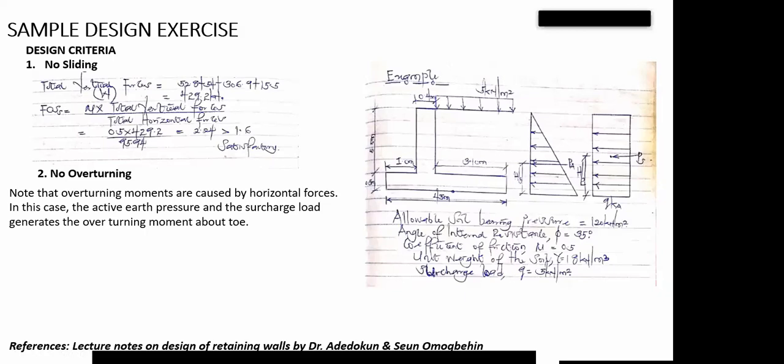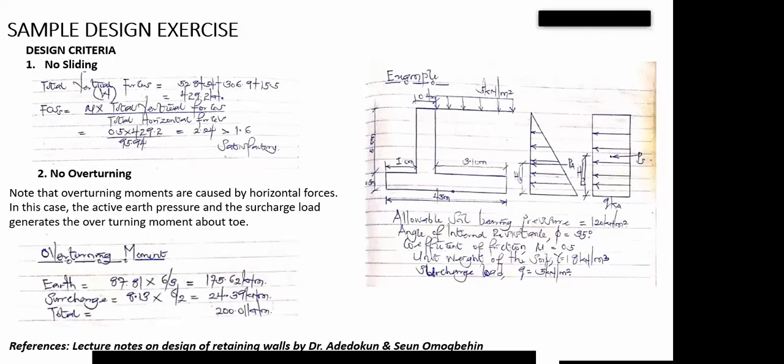Now the next criteria is no overturning. From our knowledge of stability of slope, which I also explained earlier, overturning moments are caused by horizontal forces. In this case, we only have 2 horizontal forces: our active earth pressure and our surcharge load. They generate the overturning moment about the toe. It is crucial because that is really going to direct how you take your moment. So horizontal forces are responsible for overturning moment. So let's take moment of these horizontal forces.